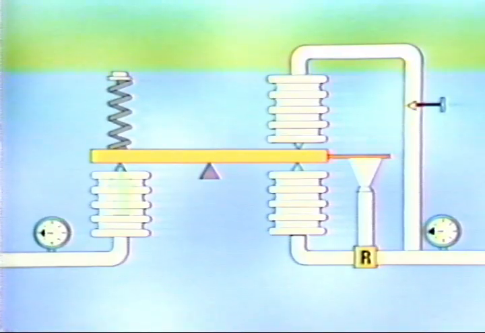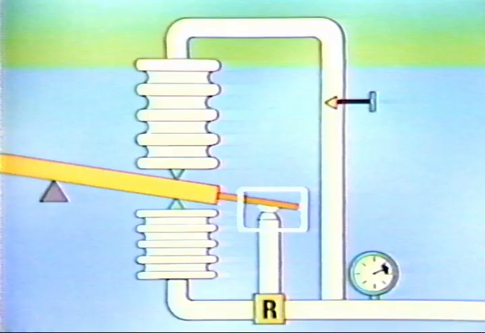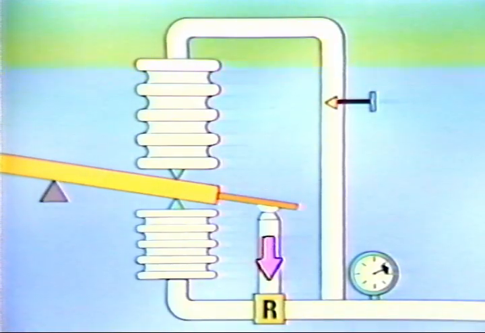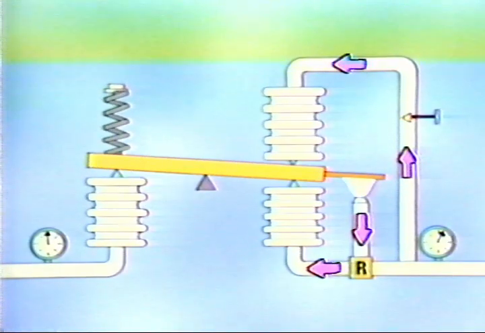Let's see how. If the process variable increases, the input bellows expands and causes the beam to pivot as before. Since the flapper is closer to the nozzle, back pressure increases. So, output increases. The increase in the controller's output is supplied to the feedback bellows and the reset bellows. The feedback bellows begins to expand in an attempt to rebalance the controller. But the expansion of the reset bellows is delayed due to the variable restriction.